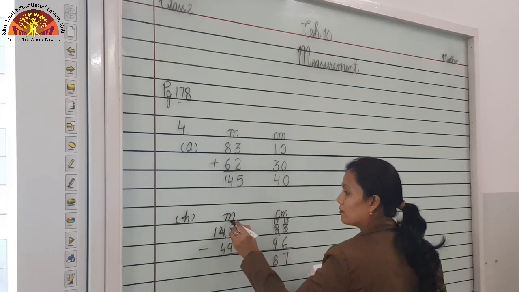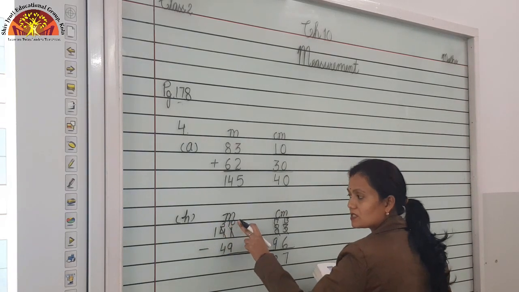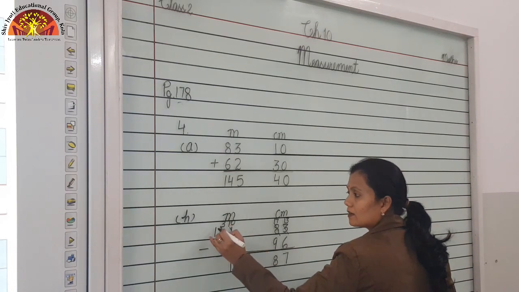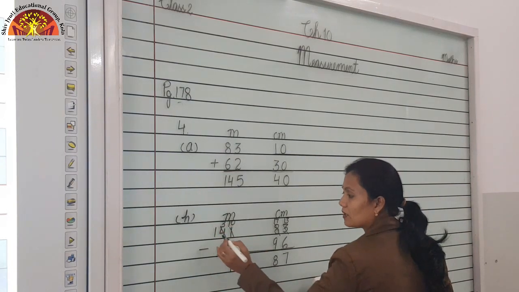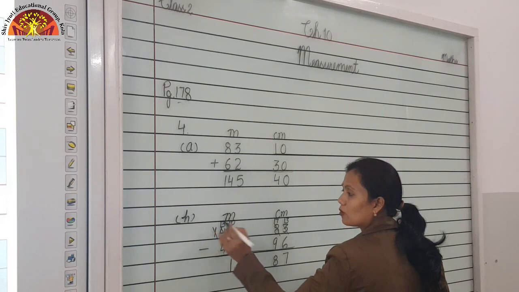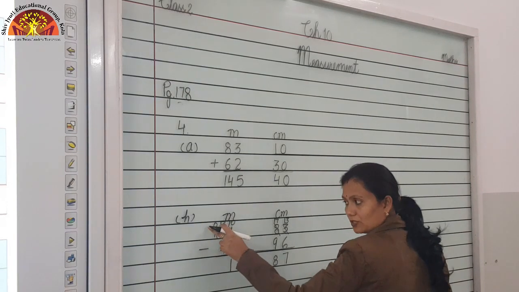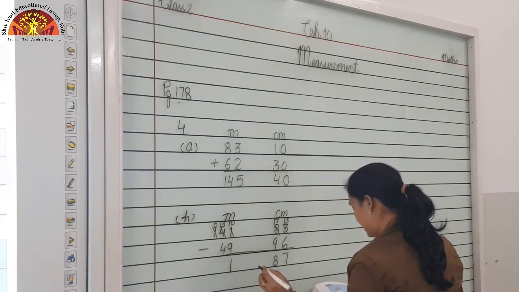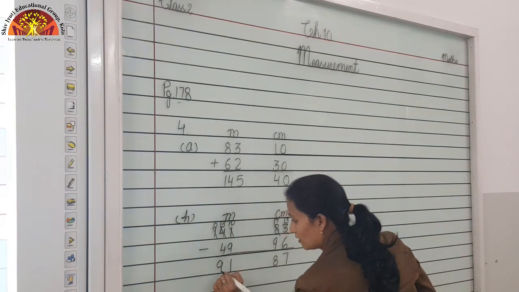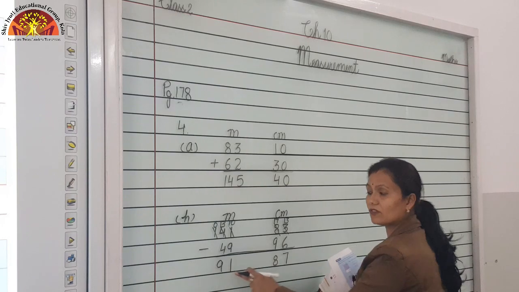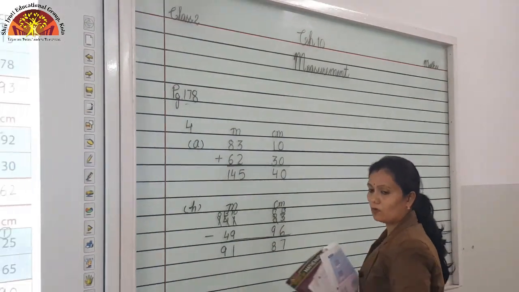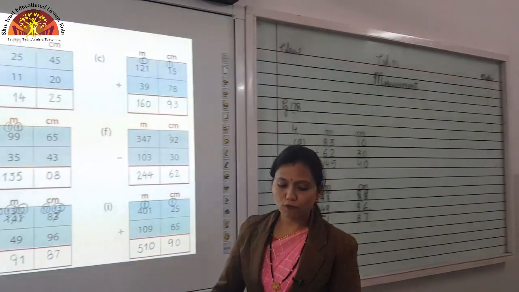Again we will borrow 1 from 4, so this 0 becomes 10. 10 minus 9 is 1. 3, it is not possible to subtract 4 from 3. Again we will borrow 1. This 1 will become 0 and this will become 13. 13 minus 4 is 9. So our answer is 91 meter 87 centimeter. Now see question number 5.